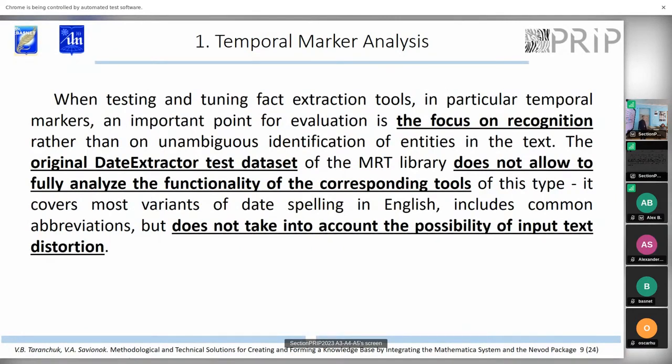Next, please. So when testing and tuning extraction tools, we want not only a plain, unambiguous extraction of entities, we also want to focus on recognition. It means that sometimes in our initial data, there can be mistakes, misspellings, and other errors that can affect the results of the extraction. So basically, the MRT library does not allow us to fully analyze the functionality of the corresponding tools because it doesn't have any mutated or distorted data. And the goal was to create a new data set that will allow us to do this.